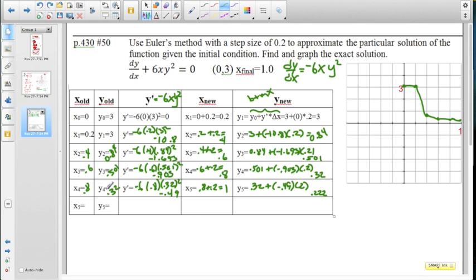So at 1.0, our approximate value is 0.222. That would be the approximate value of the function if we use Euler's method with a step size of 0.2, starting at 0, going to 1.